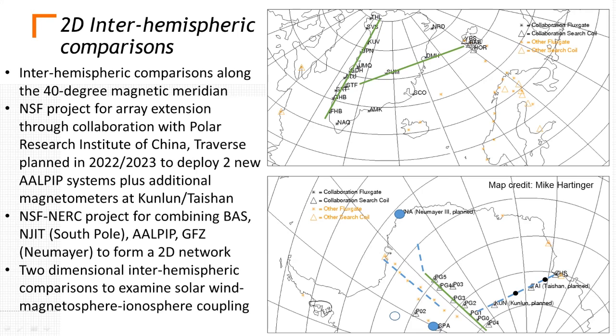Also, we collaborated with the Chinese Antarctic Research to put in two new stations here, the black dots, along the Zhongshan, Dome A, PG1, South Pole stations. So now we have stations in both latitude and longitude. We have this two-dimensional array available.